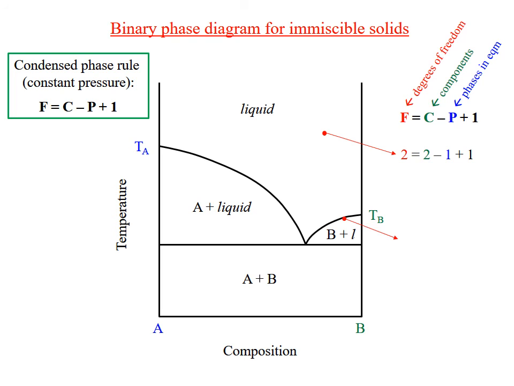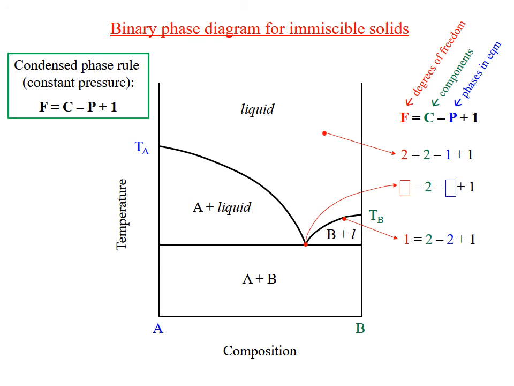Those two parameters are independent, so I have 2 degrees of freedom. At this point here, on the liquidus, I have 2 phases in equilibrium, B and a liquid. 1 degree of freedom. What that means here is that although I can vary both temperature and composition along this line, I have to stay on the line to be at that part of the phase diagram. So that's only 1 degree of freedom because those two are coupled together.